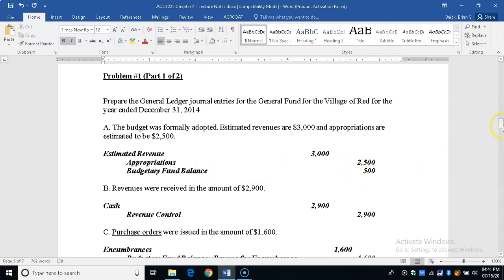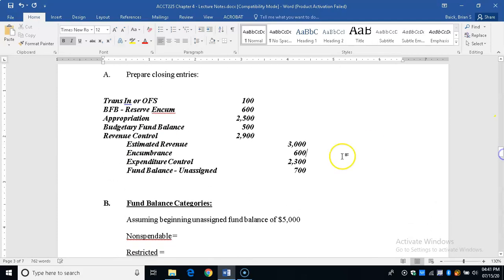How do we close that out? It's a budgetary account. It has the word budget in it. We're going to debit budgetary fund balance, $500. So you're going to do that for all of your budgetary accounts, all of your revenue accounts, all of your expenditure accounts. And then to make this journal entry balance, we have to put fund balance 700 on the credit side. That's called a plug. It means you put it there to make everything fit together. This is a closing entry in one step.